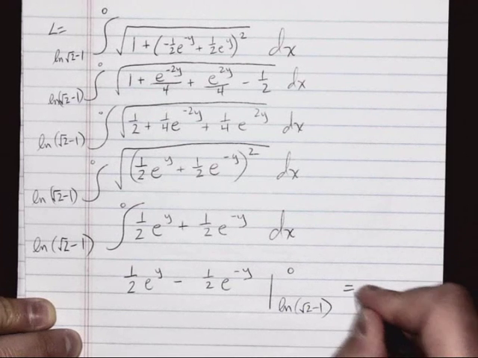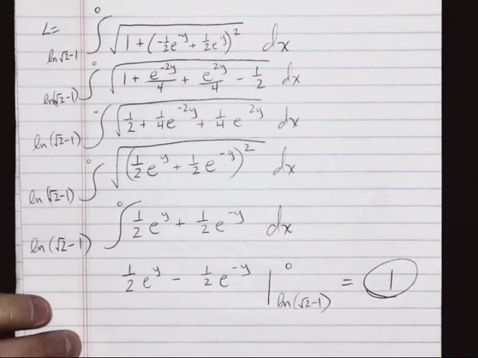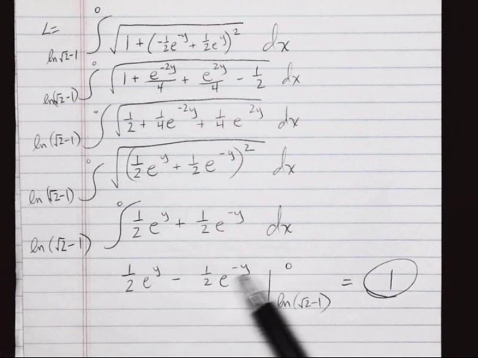Right, and then all of that should equal 1. So when we plug those in, e to the 0 is going to give us 1, and subtract it with the ln. The ln and e's are going to cancel there. You should be able to work that out and get 1.